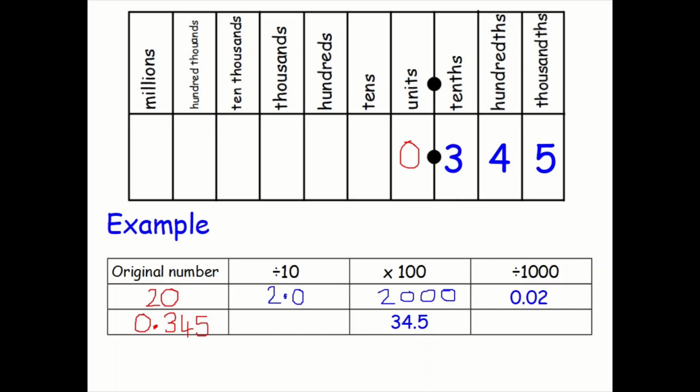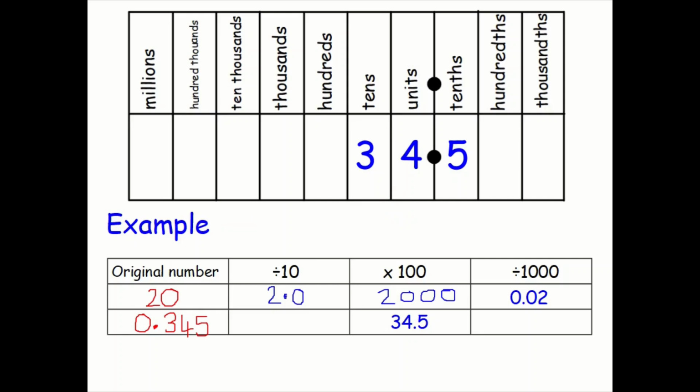And let's just check that. Let's just check that if we have 0.345 and we multiply it by 100, so we've got 0.345 in the table. If we multiply it by 100, do we get 34.5? Let's have a look. 1, 2. Yes, we do. 34.5 because we can get rid of that 0 behind there.